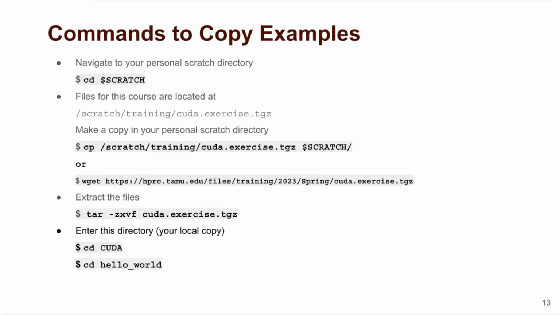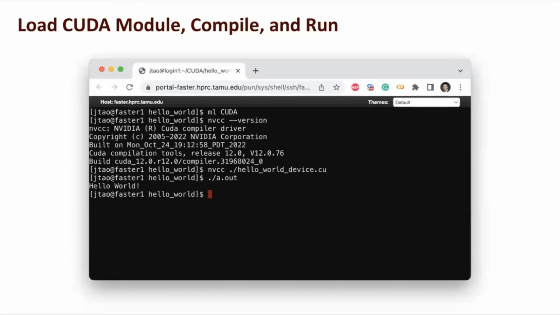So it's a standard way to get the files copied over, or you can use wget to download directly from the HPRC website. You can easily copy this and get it downloaded, unzip it, and then cd to the directory and wait for the next step. Or you can start trying something out yourself. So that's all you need to do to get prepared.